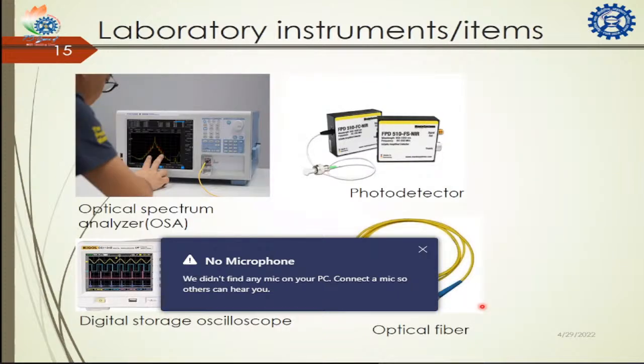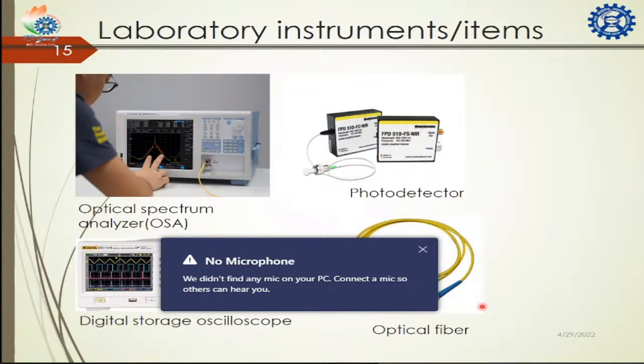Some of the laboratory instruments and items that we require for sensing applications, like to characterize the laser diodes: this is an optical spectrum analyzer. To see the particular wavelength the laser is emitting, we need to perform that characterization, and for that we need this very highly sophisticated instrument called an optical spectrum analyzer.